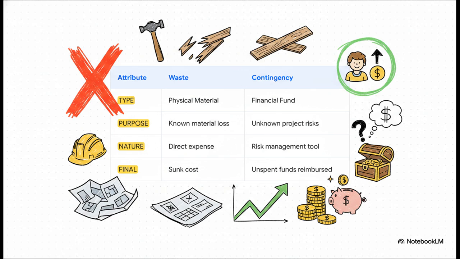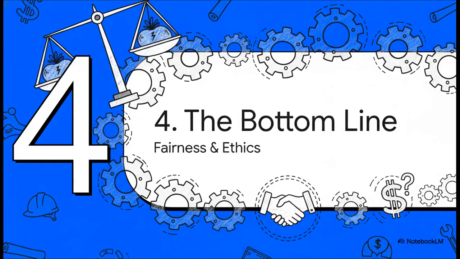But the most important difference, especially if you're the client, is that last row, the final treatment. Waste is a direct cost. It's a sunk expense. But any unspent contingency fund, that gets returned to the client at the end of the project. That is a massive, massive difference. And this all brings us to the bottom line, which really comes down to fairness and professional ethics.